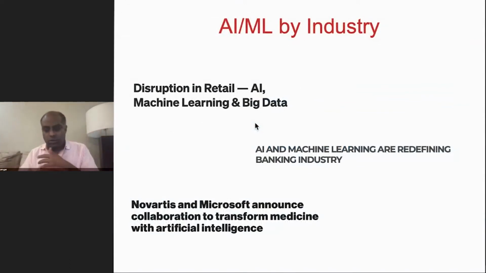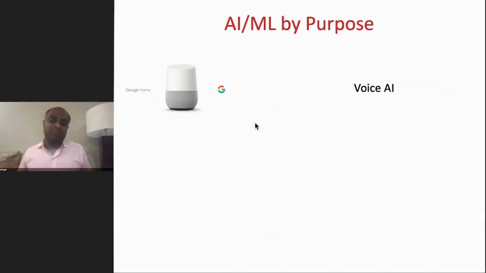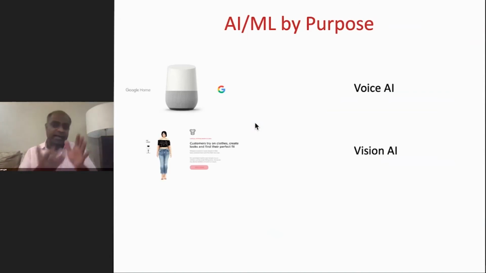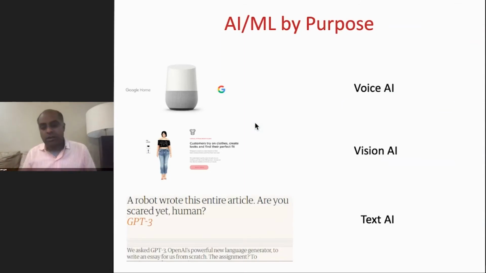AI by industry, you see a lot of stories around how it's shaking up the banking industry, the retail industry, the pharmaceutical industry, and so on. Lots of action there. You could also start thinking about it from a purpose point of view. Voice AI, being Google or Amazon Echo. Vision AI, lots of companies perhaps now are thinking about how you can come up with digital fitting rooms and so on. And also text AI, GPT-3. If you haven't heard of it, if you just Google it, you will see it. There are lots and lots of new technologies which are allowing machines to write entire articles. And so you can think of it from a purpose point of view. What is exactly the purpose it's serving?